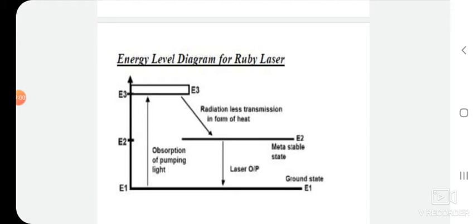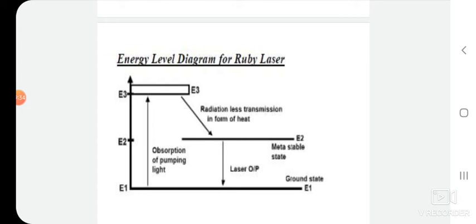This excited level is highly unstable, and so the electron decays rapidly to the energy level E2. This transition occurs with energy difference E1 minus E2, which is given up as heat, or it is a radiationless transition.